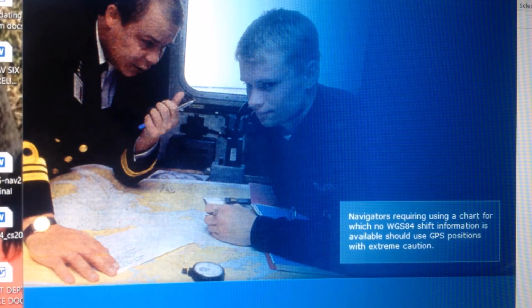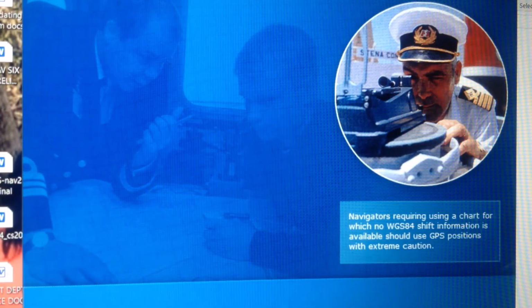Navigators requiring using a chart for which no WGS84 shift information is available should use GPS positions with extreme caution. They should first establish the relationship between the chart datum and WGS84 by taking visual and/or radar fixes of shore features. This will provide a means of adjusting the GPS position to fit locally on the chart.